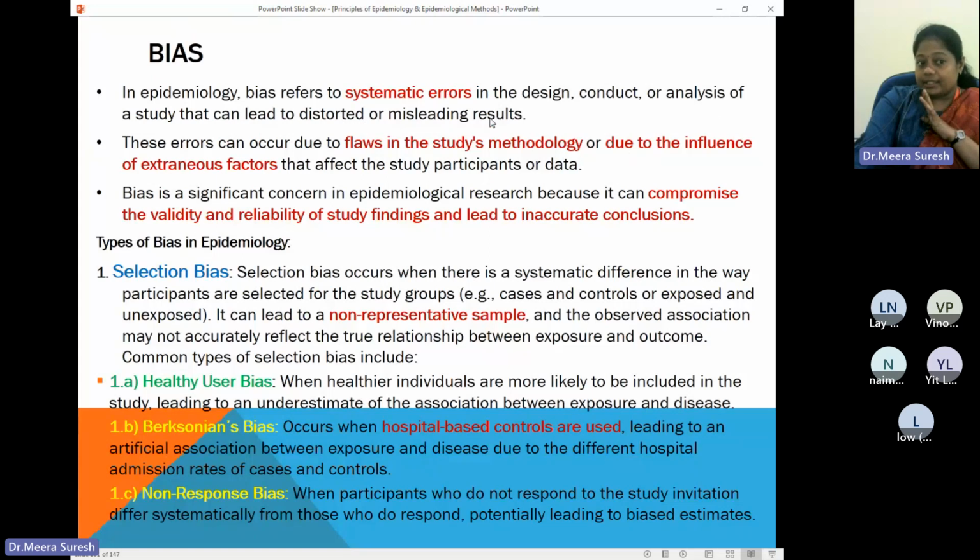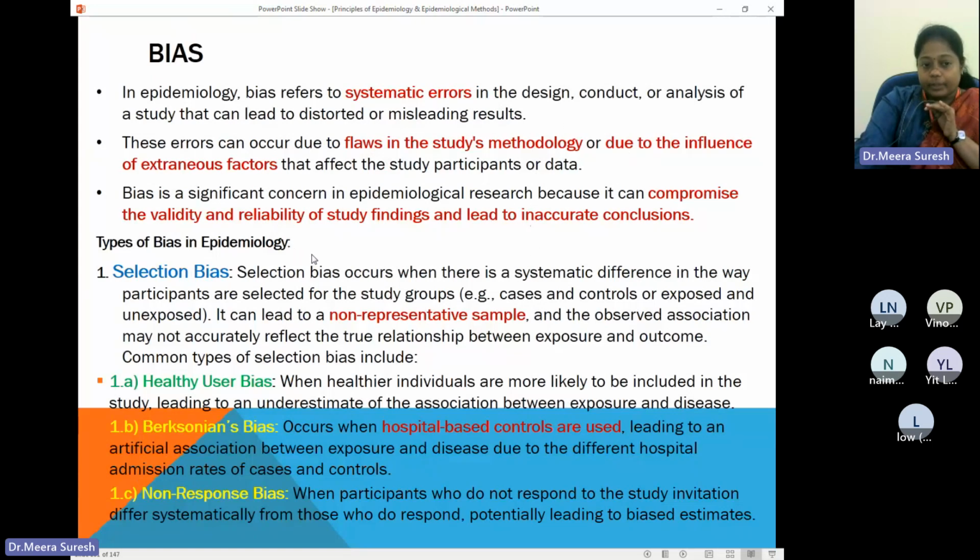distorted or misleading results. These errors can occur due to flaws in the methodology. As I told you, whatever methodology we put in, the population selection, sample selection, or the way we decided to do that study, anything can result, or due to some extraneous factor from the participants or the data collectors or the researchers, some external factor that happens. So this will affect the validity and reliability of the study findings. Whatever you did, whether it is correct or not, it matters. I mean, it is going to be inaccurate.